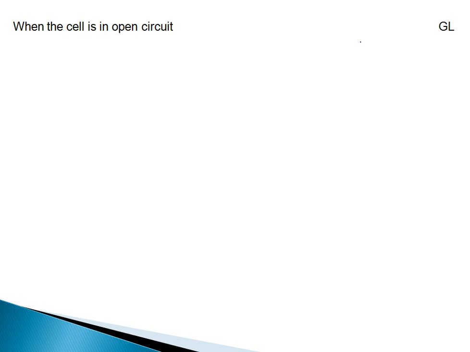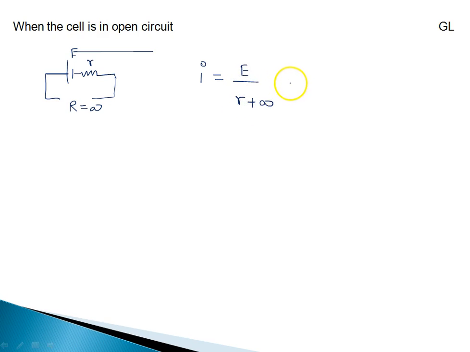Now I want to discuss the situation when the cell is in open circuit. Suppose this is a cell of some EMF E and internal resistance r, and it is not connected with any resistance. There is an open situation here, so the external resistance, capital R, is infinite. What is the current in the circuit in this situation? I equals E upon R plus infinite, which tends to 0.